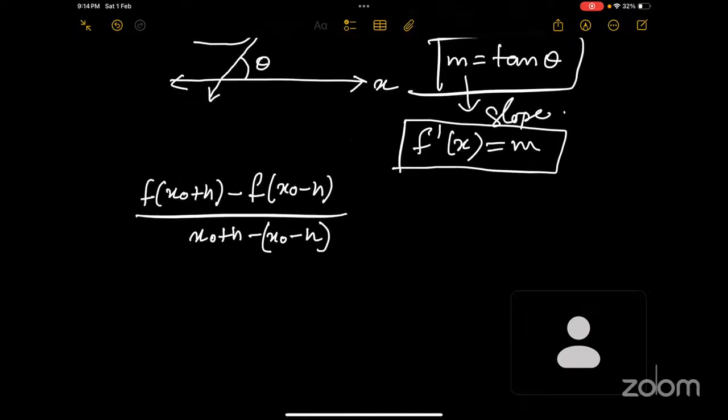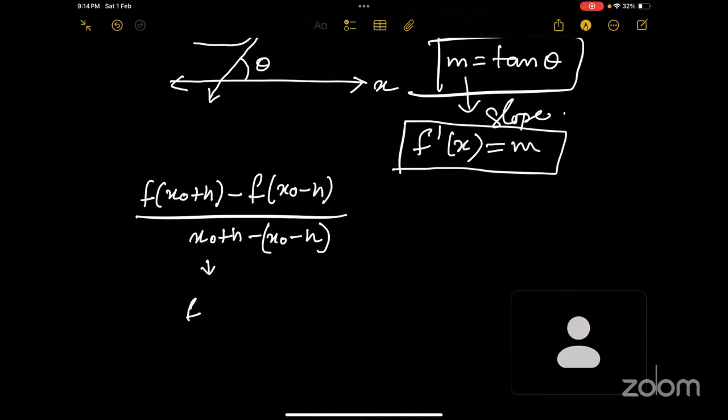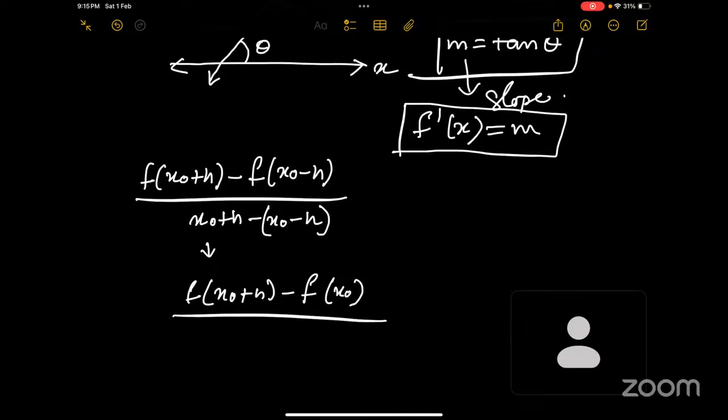Okay, we can write it also in this way. So if x naught plus h. And is this similar to y2 minus y1 upon x2 minus x1? Yeah, this is basically same. This is your y2, this is your y1, this is your x2, this is your x1.